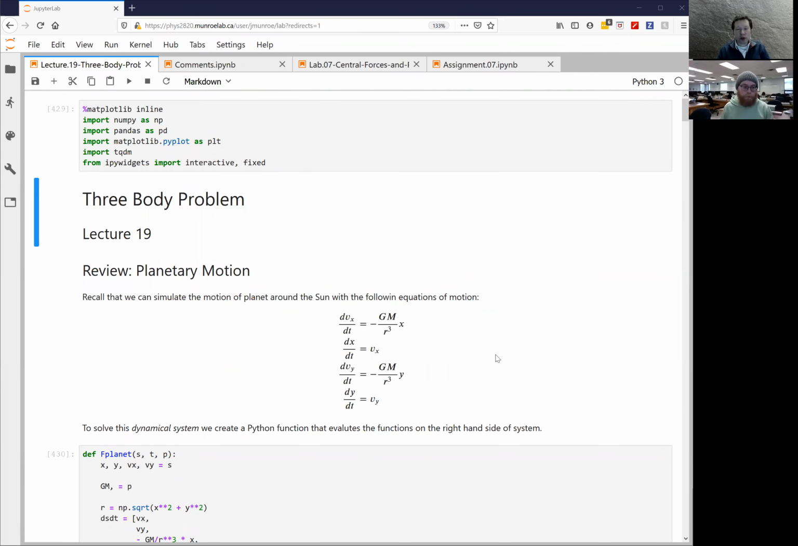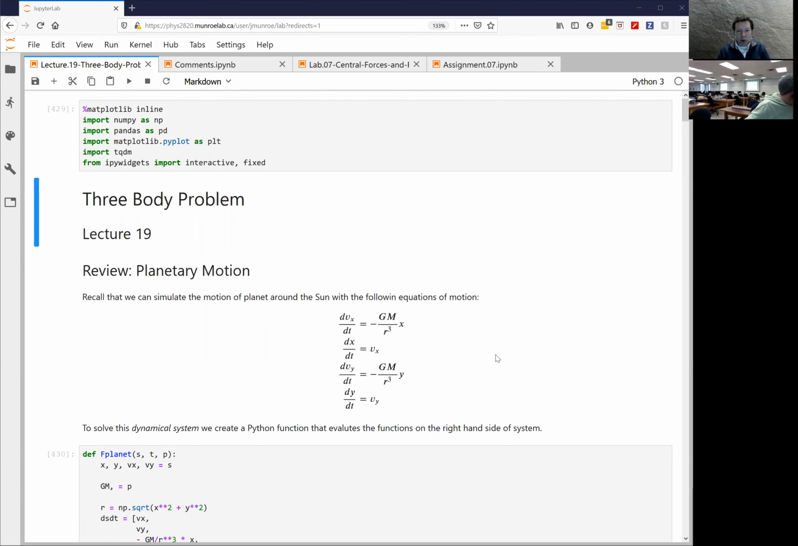So I'll review first what we covered last week, how we could write the equations of motion that follow from Kepler's law and Newton's law of motion and gravity, and how we could apply that to one planet and then extend it to two planets. So we have a planet-sun system. Okay, so here we go.